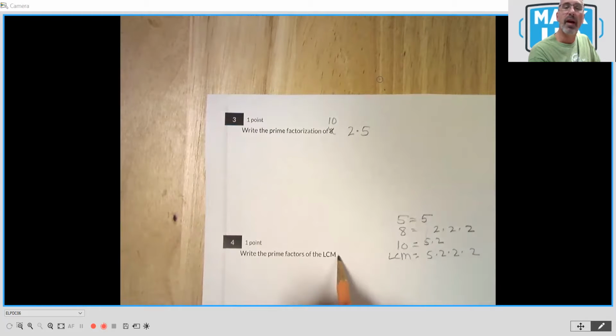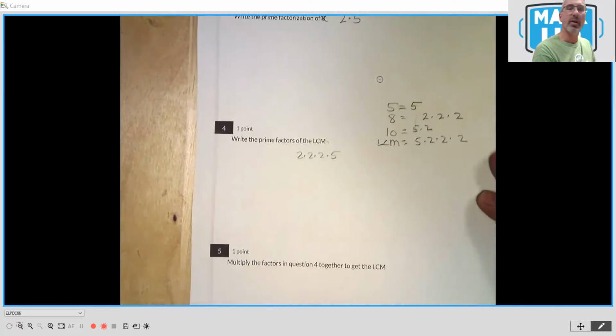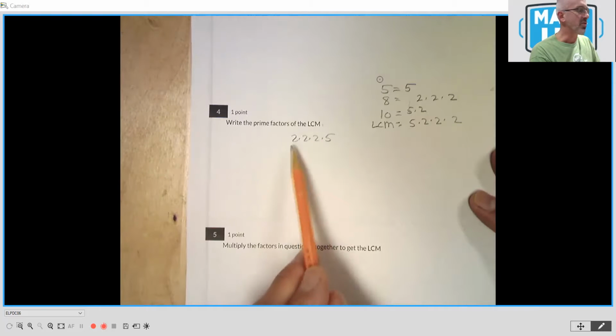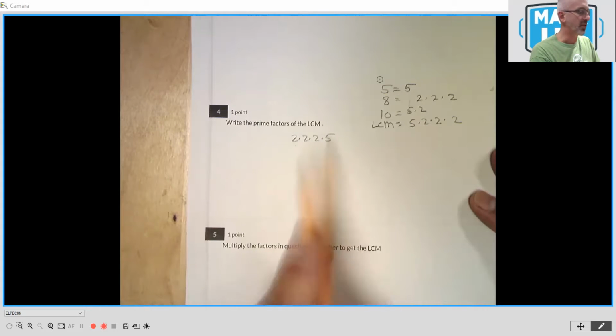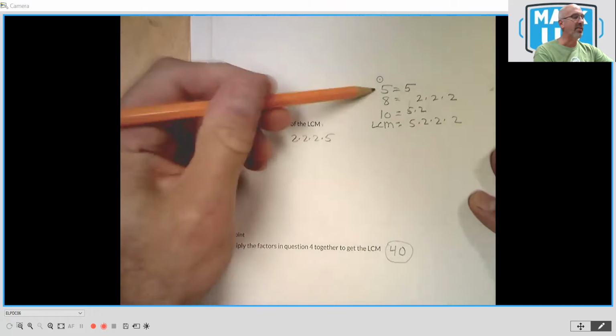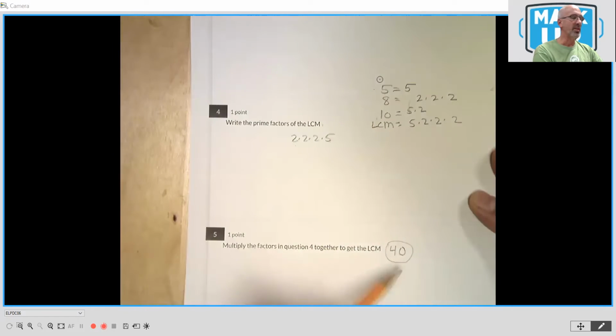What are the prime factors of the LCM? And you could write them in any order. So you go 2 times 2 times 2 times 5. And then when it says number 5, multiply the factors in question 4 together to get the LCM. So 2 times 2 times 2 times 5, that is 40. So for this particular problem, the least common multiple of 5, 8, and 10 is 40.